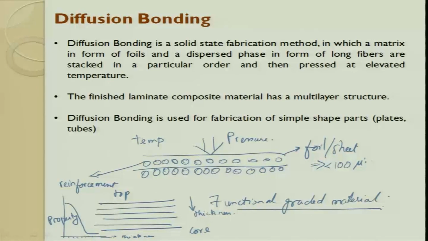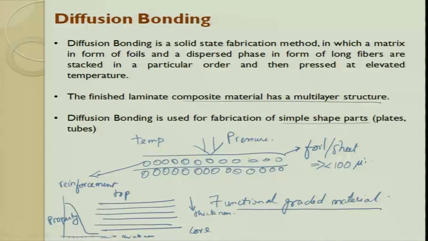So, if you want to make a functionally graded material of different metals, for example, one zinc foil I can keep, one aluminum foil I can keep, one silver foil I can keep, depending upon your application. So, you can have a finished laminate of a composite material having multiple layer structures. Diffusion bonding is used for fabrication of simple shape parts, and here you can also integrate another part. For example, you can add a third part to the composite, and you want to integrate it as part of this composite, you can still do it.